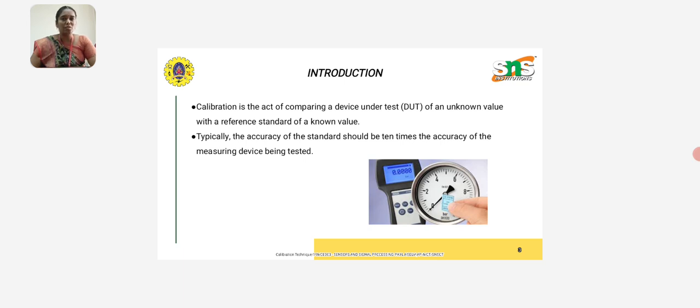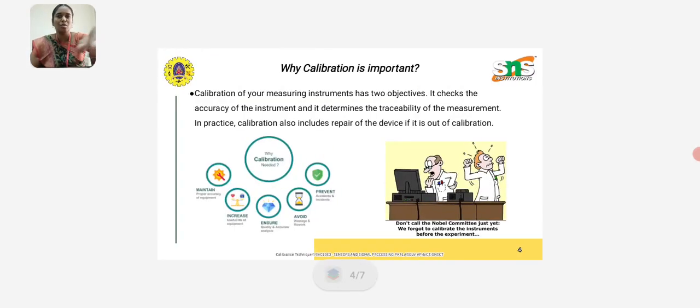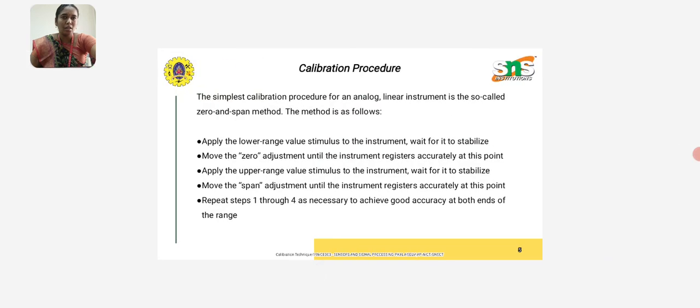Calibration is classified into two types: one is primary calibration, another one is secondary calibration. Before going into that, why do we need calibration? The main objective is to check the accuracy of the instrument. Before going to the procedure, we have to know about primary calibration and secondary calibration.